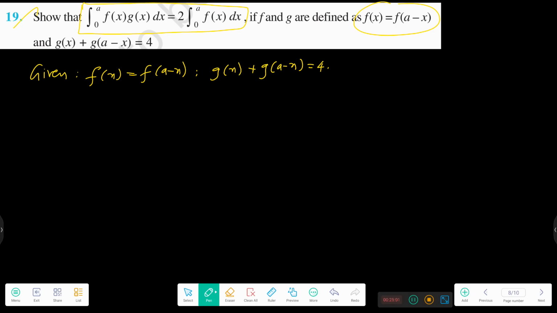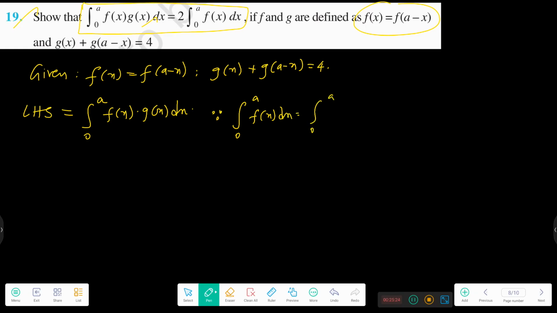Either you take the left side or bring this one, or take the right side or bring next. I'm taking left hand side. Left hand side, what we have? Integral 0 to a f of x into g of x into dx. This is the left hand side I'm taking. Now we have to bring left hand side equal to right hand side. What property am I going to use? Integral 0 to a f of x dx equals integral 0 to a f of a minus x dx. This is the property which I'm going to use here.